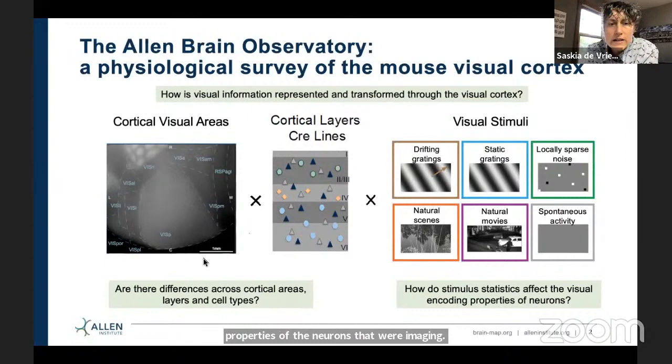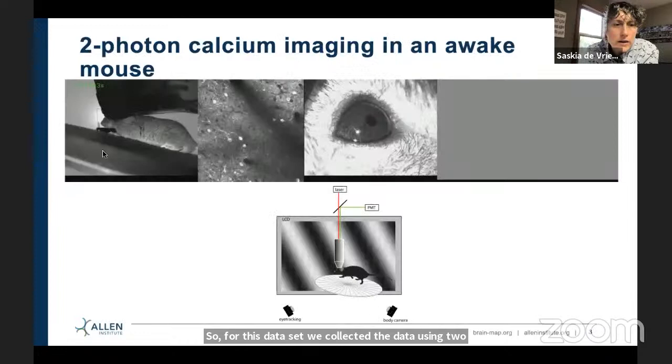So for this data set, we collected the data using two-photon calcium imaging. And I'll show you this movie here. Maybe Caitlin, can you get that to start? I think it's going to give me trouble here. There we go. So this is just a movie from one experiment.